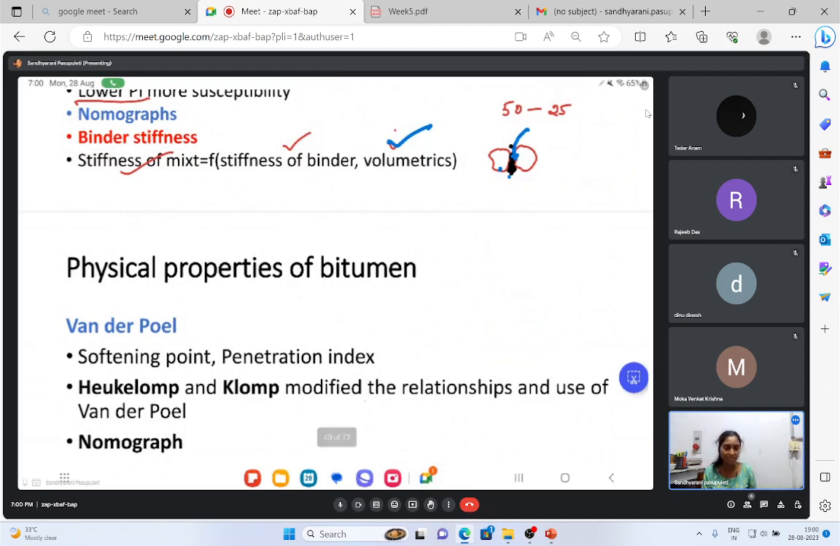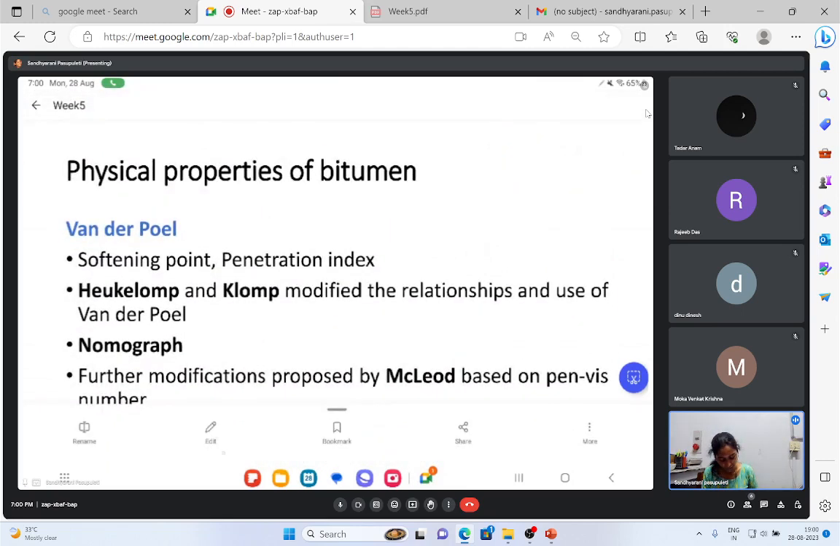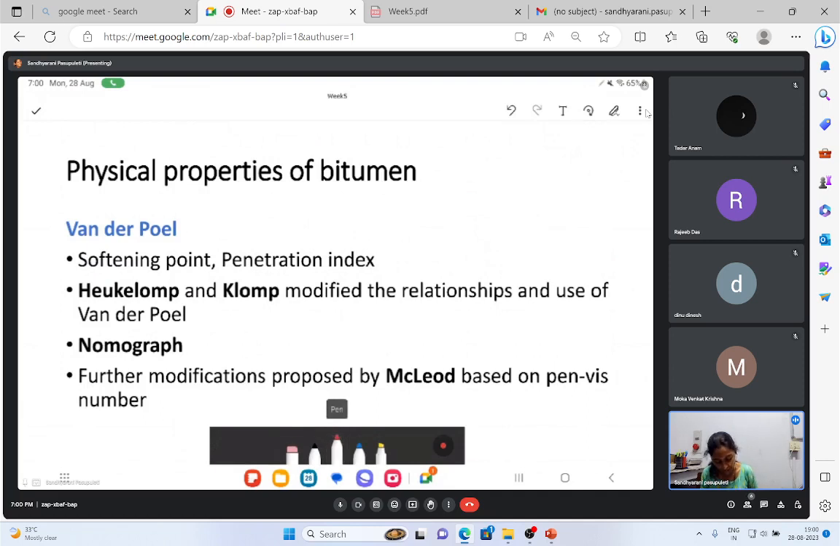Every time, it is extremely difficult to conduct the stiffness of the mix test in the laboratory or the field. So from past researchers, there are a few empirical methods to understand the stiffness of the mixture. One is Van der Poel's method, where based on the softening point and penetration index, the stiffness of the bitumen can be determined. Once you know the stiffness of the bitumen, there are a few nomographs. Nomographs are nothing but charts, based upon past research data. Based on that, you can determine the stiffness of the mixture theoretically. They may not be exactly the same in the field.